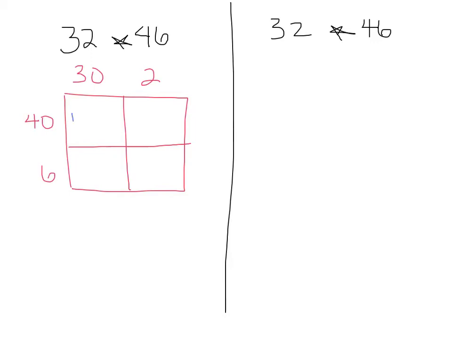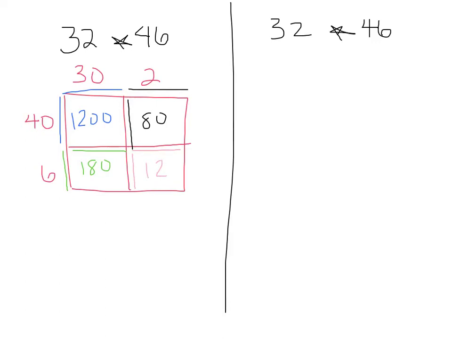So 3 times 4 is 12, and I have my 2 zeros, so 1,200, because this is 30 by 40, so the areas, those two lengths, multiplied. Here I have 2 by 40, so 40 times 2 is 80 for the area of that section. Then for the next section, this length is 30 and this width is 6, so it's 30 times 6, or 180. And this last part has a length of 2 and a width of 6, so the area here is 12.